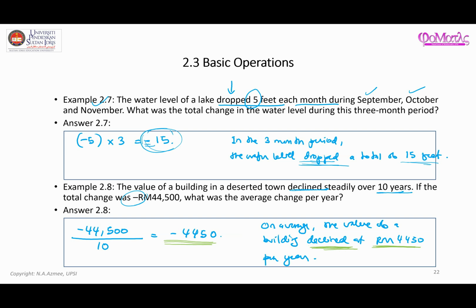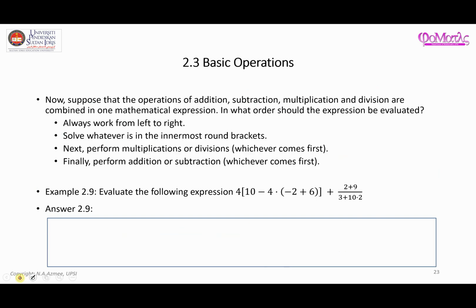Now let's see if we have operations that are combined together. For example, you have addition, subtraction, multiplication, and division combined in one big mathematical expression. How can we evaluate the expression given? Bear in mind that everything has to be worked from left to right. Whenever you have the innermost round brackets, this is what you have to solve first.